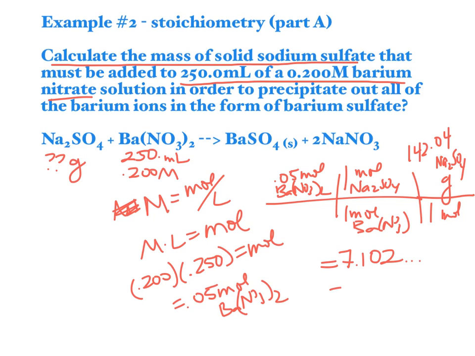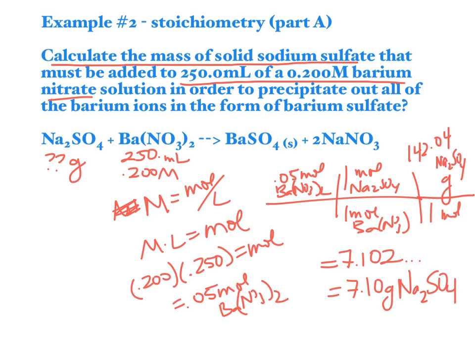So my final answer in 3 sig figs is 7.10 grams of Na2SO4 is needed to precipitate out all of those barium ions. In other words, to react completely with all of this stuff, I need exactly 7.10 grams of this stuff to be able to make this stuff completely go away and turn into this stuff. That's basically the process that we're doing.